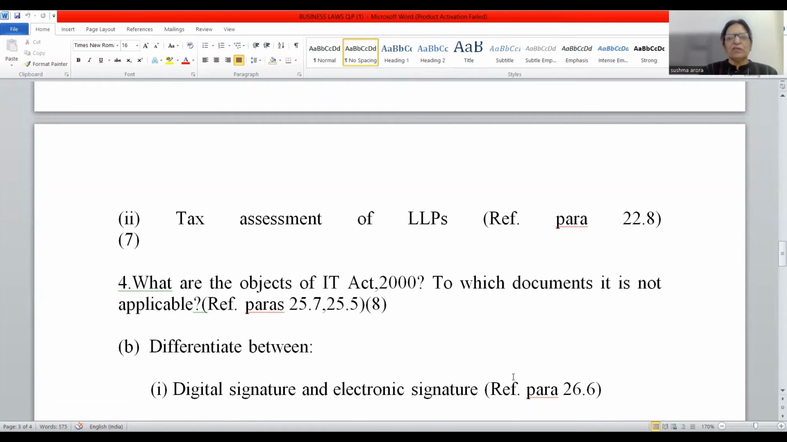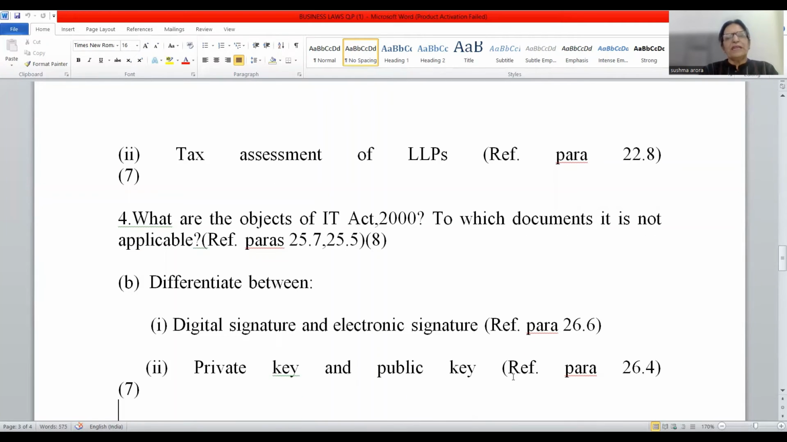What are the objects of the IT Act 2000? To which documents is it not applicable? Objectives of the IT Act, 8 points are there. We will have to write 8 points. And on non-applicability of the IT Act, there are some documents to which the IT Act is not applicable. For instance, the IT Act is not applicable to negotiable instruments other than cheque. It is not applicable to bill. It is not applicable to trust. Like this, there are 6 points on documents and agreements to which the IT Act is not applicable. You have to cover all these points in the answer for this question.